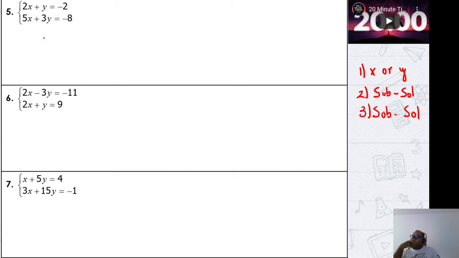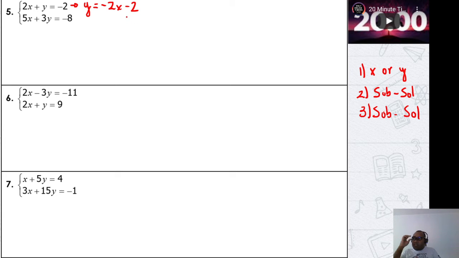Great. Let's pick one, guys. I think the easiest one to solve for x or y is this first one here. Let me solve for y. Let's move 2x by its opposite. The opposite of positive 2x is negative 2x. It is y equals negative 2x minus 2. Done. We solved for y, slope-intercept form.